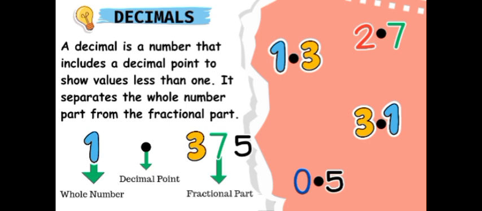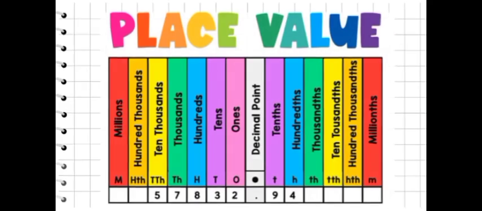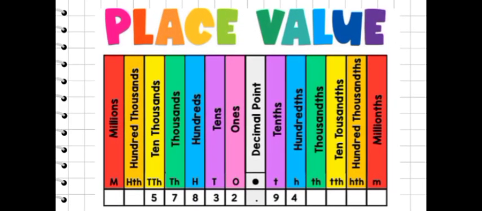Let's proceed. Let's look at this place value chart. Remember, we say decimals show values less than 1, and they have decimal points that separate the whole number from the fractional parts. We say that the numbers on the left, which is before the decimal point, are called whole numbers. Numbers on the right after the decimal point are called fractional parts.